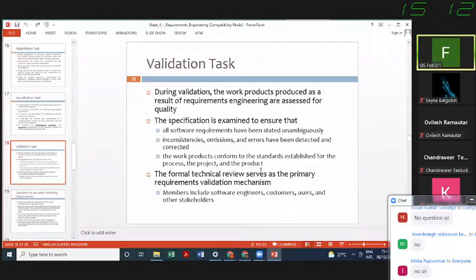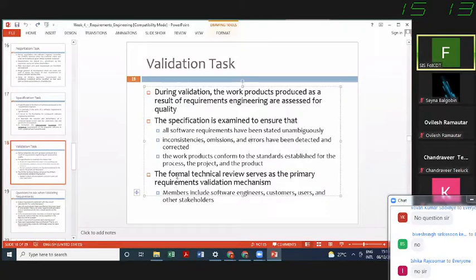So validation. After this, we have validation. During validation, the work products produced as a result of requirements engineering are assessed for quality. So all software requirements have to be stated unambiguously. During validation, perhaps inconsistencies, omissions, and errors are detected and corrected.